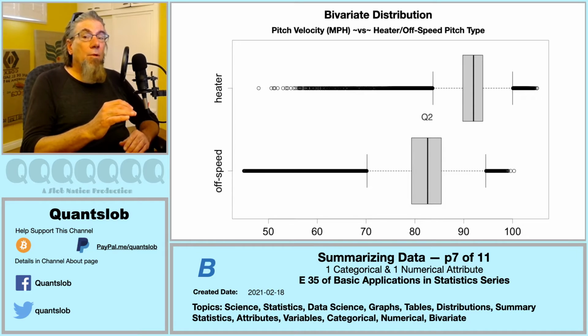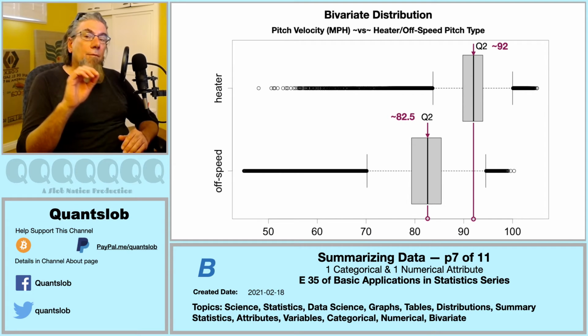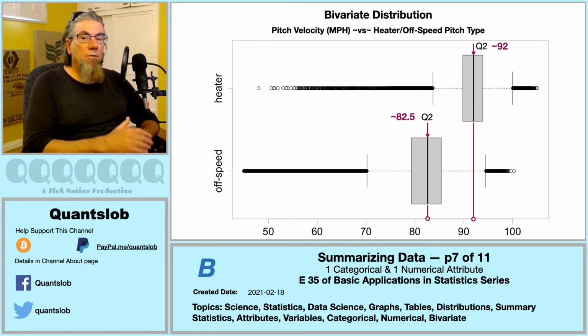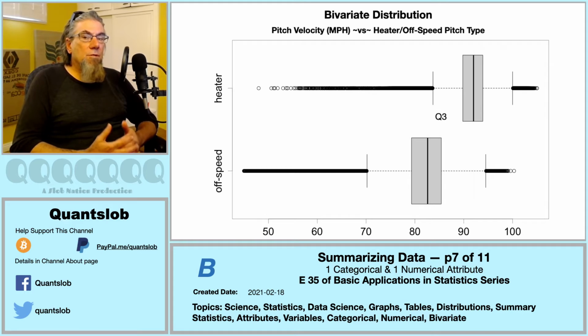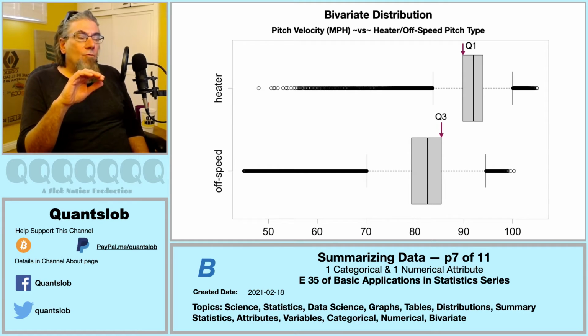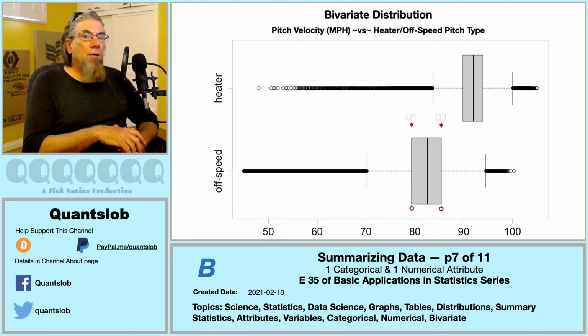The very first place I'd go with a plot like this is to compare the medians. The median, also called the second quartile, demarcates the 50th percentile. The median is famously known as a measure of center. So here, I'd approximate that the median velocity among off-speed pitches is about 82.5 miles per hour. For heaters, maybe 92 miles per hour, give or take a little. So we could say something like the median velocity of heaters is about 10 miles per hour faster than the median velocity of off-speed pitches. To really punctuate the difference in this particular data set, we could also note that the 25th percentile of heaters is still faster than the 75th percentile of off-speed pitches.